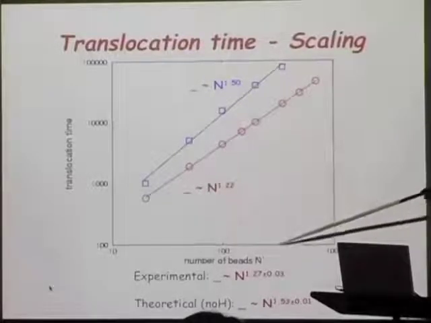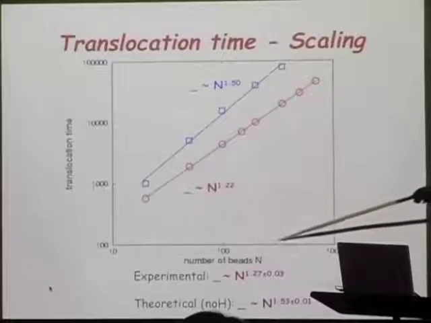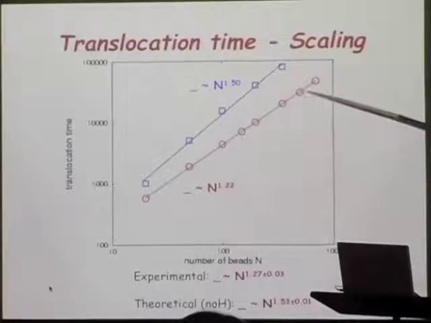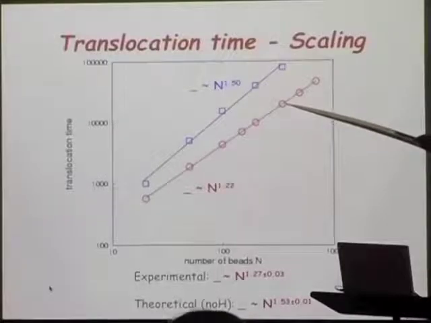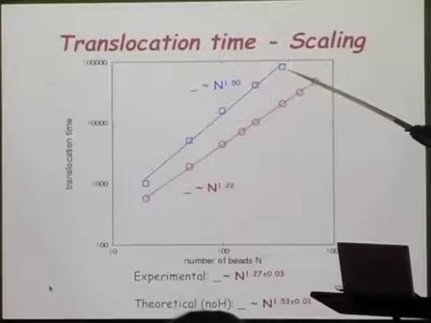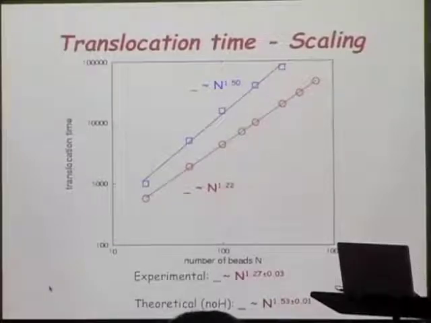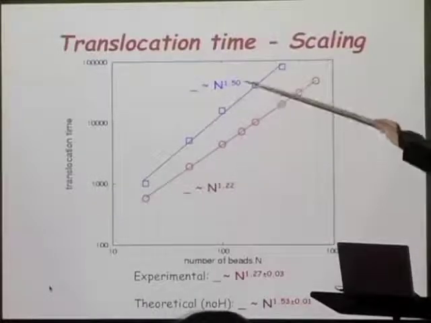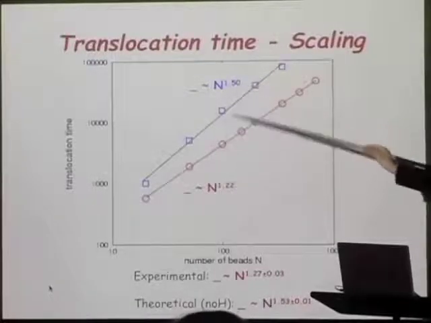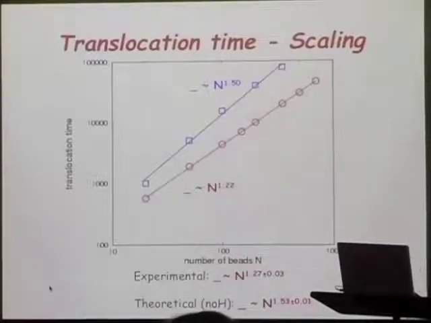Take, for instance, a number of beads of the order of 200, 300, 500. We'll take 300, I guess. Here we get something like less than 20,000, and here we get something like 80,000. So that makes the translocation four times slower. So even though the change in the exponent doesn't look that big, since it is an exponent, when you make the polymer long, the difference becomes very large.